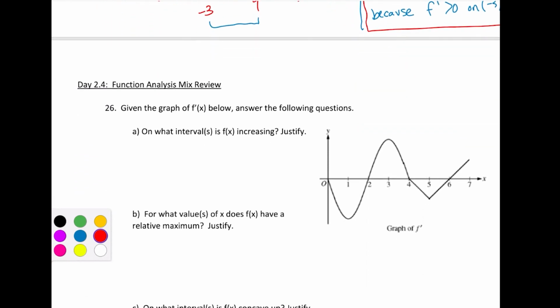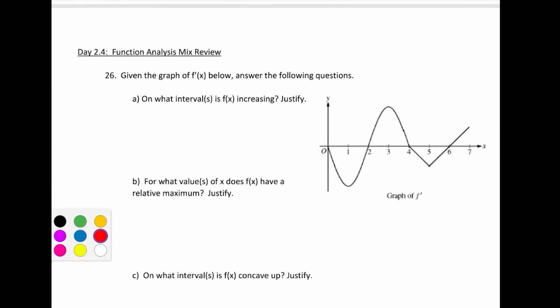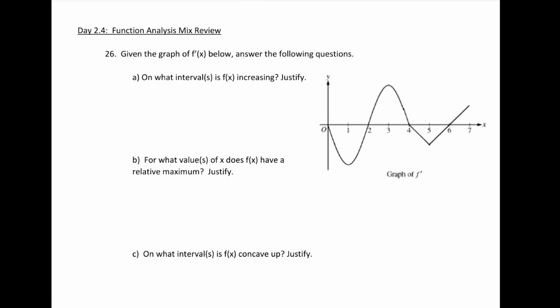Okay, number 26. On this problem, we're given a graph of f prime, and just make sure that you're very clear that this is f prime. This is not f. Part A says, on which intervals is f increasing? So f will be increasing when f prime is positive. And if I look on my graph of f prime, I'm just looking for the interval where the graph is above the x-axis. So this little interval is where f prime is positive.